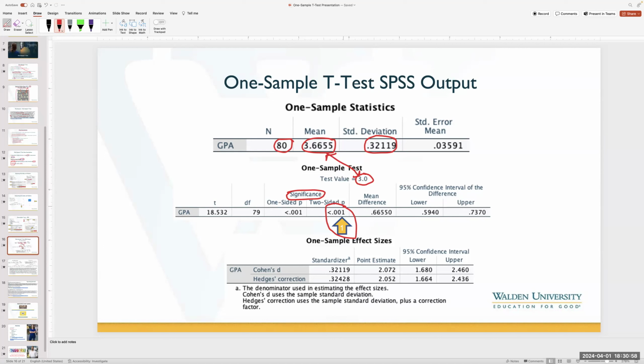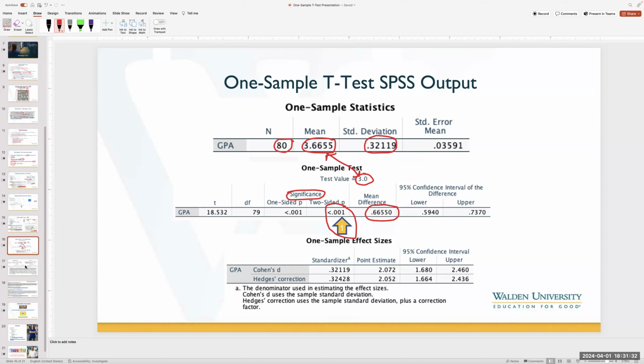Is there any statistically significant difference between the Walden sample? Yes, it is. And because this mean difference here is positive, that means that we are significantly higher than the mean of 3.0. And that is the answer to the research question.